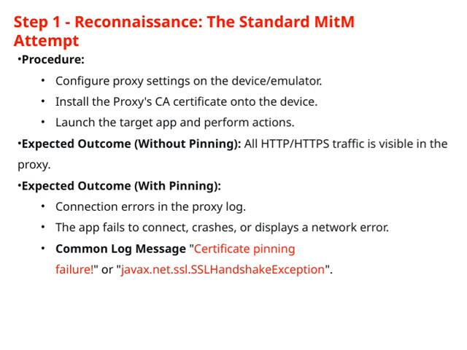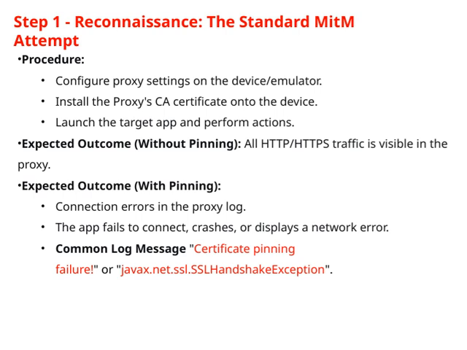Once that's set up, launch the target app and perform the actions you want to analyze. If there's no SSL pinning in place, you'll see all HTTP and HTTPS traffic clearly in the proxy. This means you can inspect requests and responses easily. However, if the app uses pinning, specifically certificate pinning, the results are different. You'll notice connection errors in the proxy logs. The app might fail to connect, crash, or show a network error message. Common log messages indicating this include "certificate pinning failure" or "javax.net.ssl.SSLHandshakeException". This step, reconnaissance, is essentially our first move in a man-in-the-middle attack attempt.